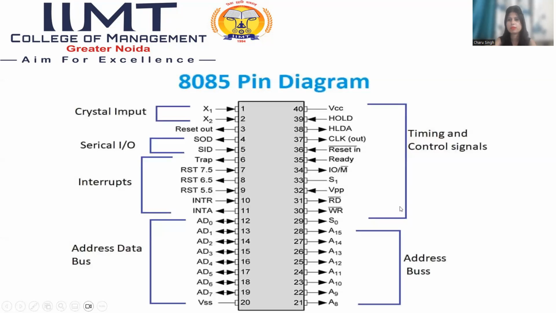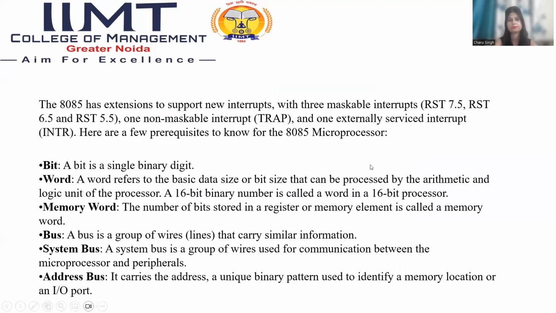We also have some timing and control signals that we'll discuss in a later section. And we also have some interrupts. Basically, whenever we deal with the microprocessor and process instructions, sometimes interrupts occur, and we discuss all the interrupts in a later section. Also, we have serial I/O, that is serial input and serial output. Then we have the crystal inputs, X1 and X2.